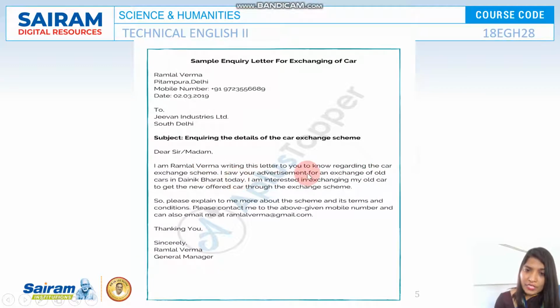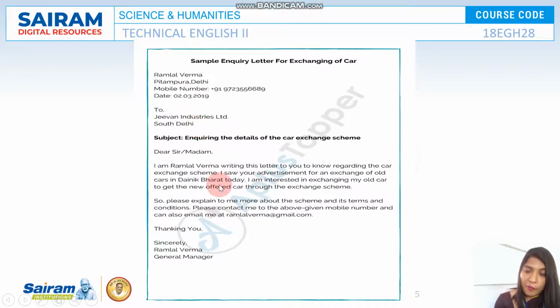I saw your advertisement for an exchange of old cars in Dengbar today. I am interested in exchanging my old car to get a new offered car through the exchange scheme. So please explain to me more about the scheme and its terms and conditions. Please contact me to the above given mobile number, and can also email me at the following address.